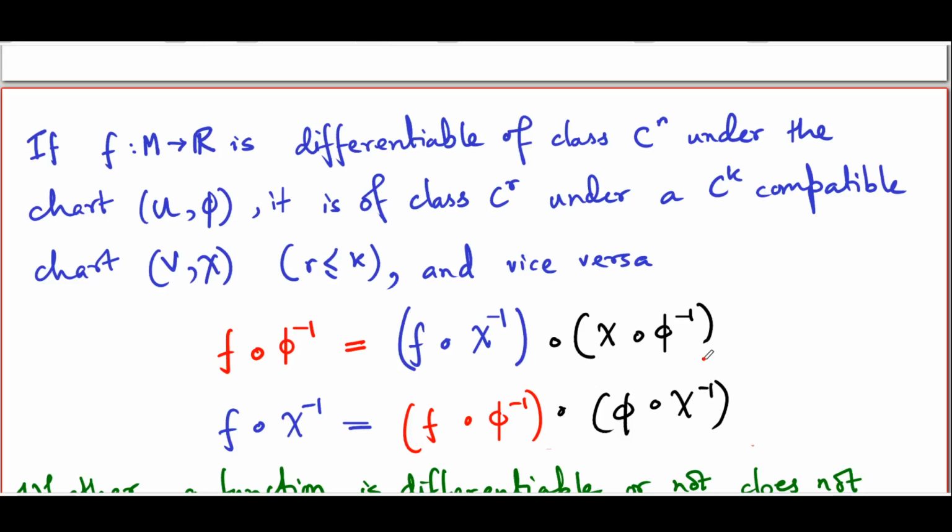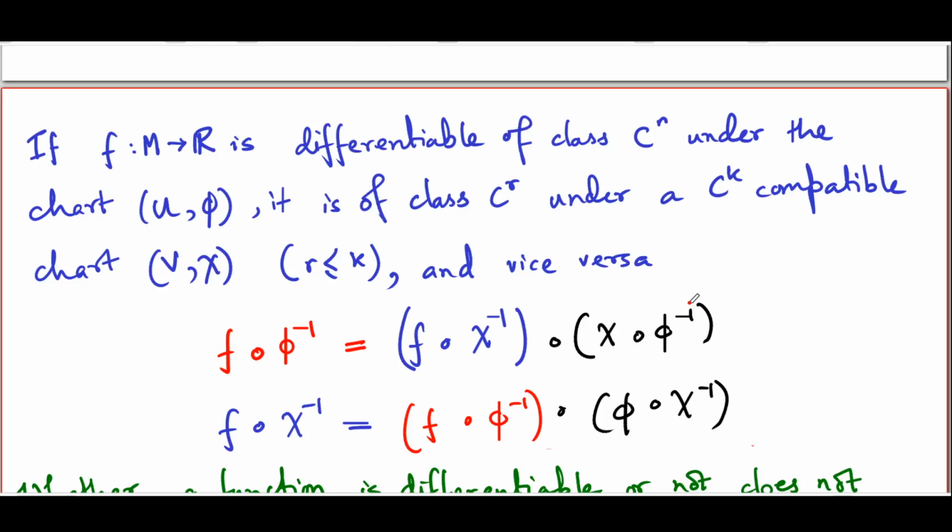Now notice that if f composite chi inverse is CR, then it's differentiable R times, chi composite phi inverse is differentiable K times, and it's a standard result in calculus on Rn that if you compose two functions, one of which is differentiable up to R times and the other which is differentiable up to K times, the resulting function is differentiable up to R times, provided of course R is less than or equal to K. And that is exactly what this statement is telling us.